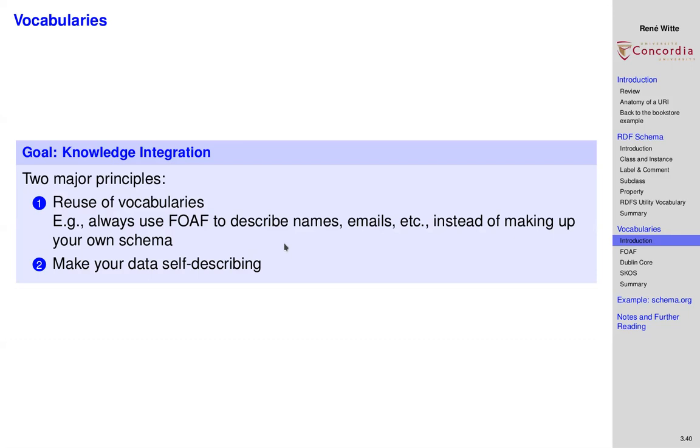There is a second rule. Let's say you can't use an existing vocabulary because you're doing something for the first time. There is nothing that exists for describing it. Then there is a way to make your data self-describing. And I'll show you this one first.